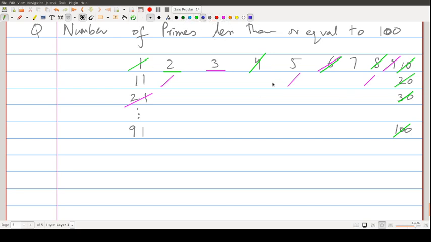The next prime number is 5, right? And so for 5, I take 5 and I remove the multiples of 5, so 10, 20, 30, 100 all get excluded, and these multiples of 5 also get excluded, right? And so we're removing the elements.